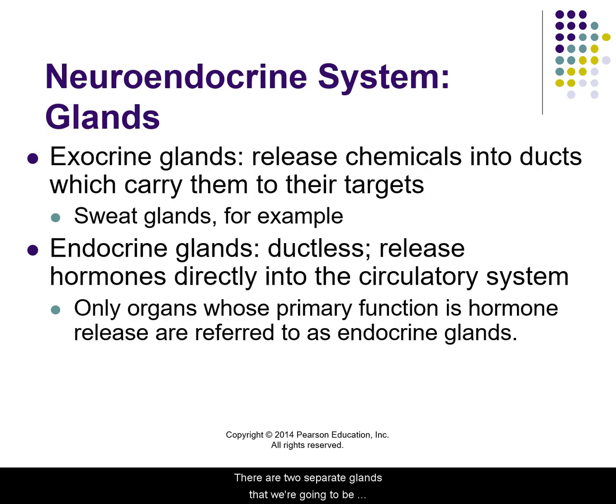There are two separate glands that we're going to be talking about. The exocrine glands, those release chemicals into ducts which carry them to their targets. An example here would be sweat glands. The endocrine glands release hormones directly into the circulatory system. This is really the crux of this chapter, is on endocrine glands. Only organs whose primary function is hormone release are referred to as endocrine glands. Okay?